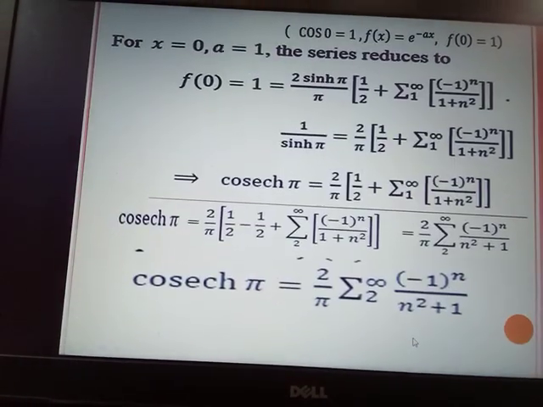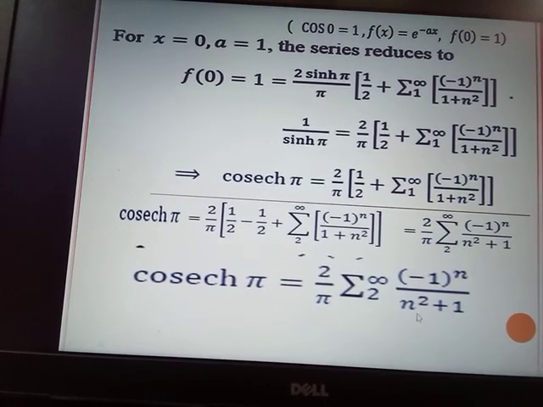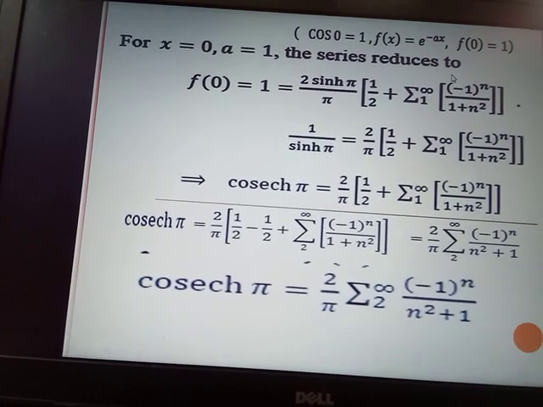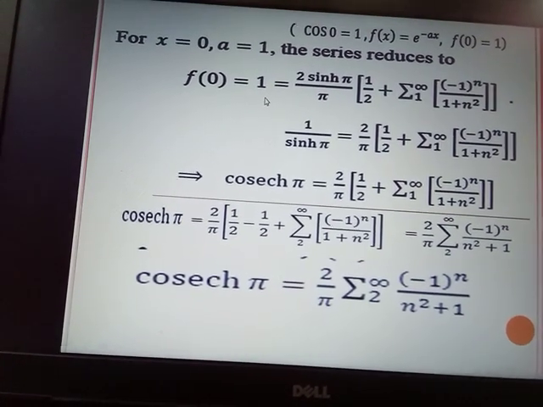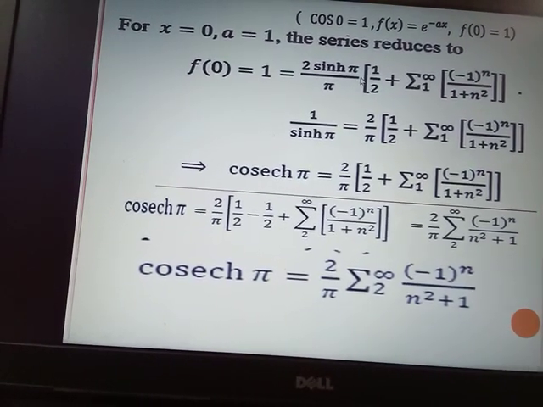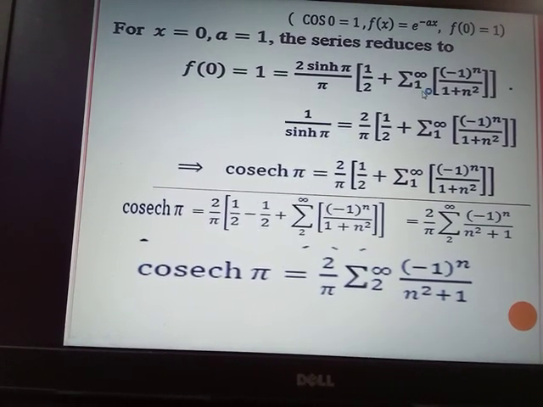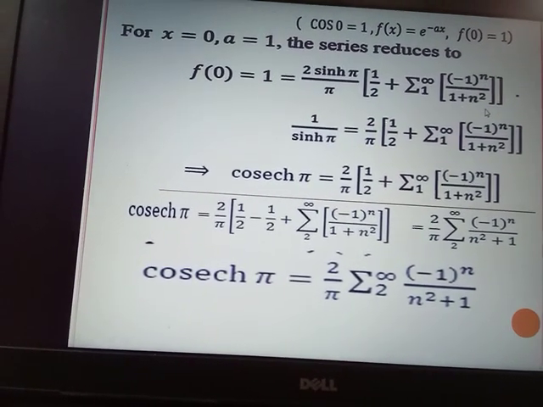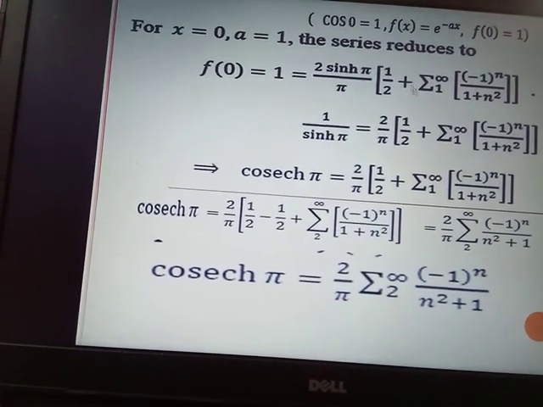Next we have to find the cosech, we have to prove that cosech pi is equal to this one. For that, for x is equal to 0, a is equal to 1, the series reduces to f of 0 is equal to 1, because e raised to 0 is 1, so that f of 0 is equal to 1 is equal to 2 sinh pi divided by pi into 1 by 2 plus summation n running from 1 to infinity minus 1 raised to n divided by 1 plus n square. Put x as 0 and a is 1, we get this step.